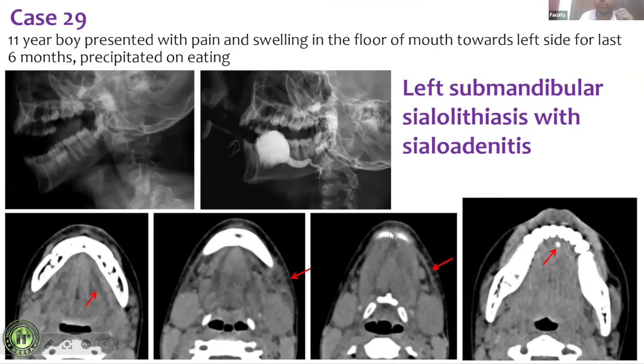What is the cause of obstruction? We did a CT. On CT, there is a very small calculus noted at the opening of the submandibular gland. So this kind of swelling is not there always. It appears only at the time of eating, and we were able to demonstrate the cause of the swelling in this patient. And there is also associated sialadenitis. You can see the fat stranding, and you can see this dilated duct here.